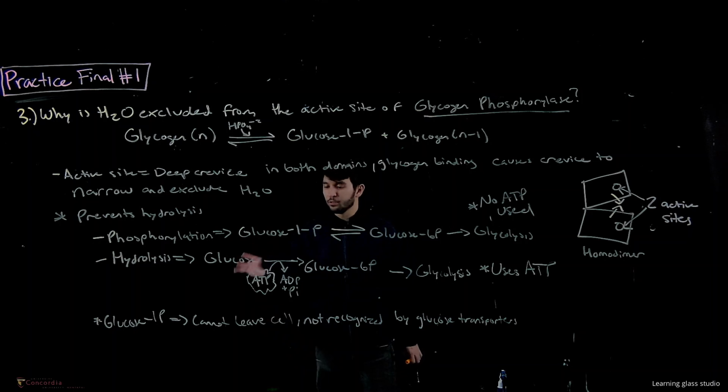The other reason why glucose should be phosphorylated is because glucose 1-phosphate cannot leave the cell, right? It cannot pass through membranes with that phosphate group. It also isn't recognized by glucose transporters. So it has a really hard time getting out of the cell. It is trapped in the cell. So that means it can go more likely into glycolysis rather than leaving the cell, all right? So those are the reasons why water would be excluded. It is to prevent hydrolysis and encourage phosphorylation, which saves an ATP and prevents the glucose from leaving the cell after glycogen degradation.